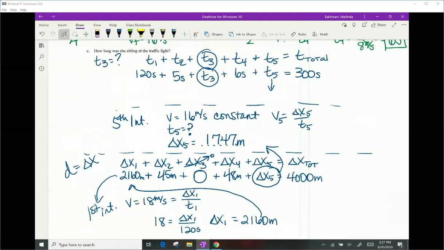So now we're working our way back up. And now that I know the distance and velocity for the fifth interval, I can solve for time. So 16 meters per second equals 1,747 meters over that fifth time. Again, look at it as a proportion and cross multiply. And I think we get 109.2 something seconds.